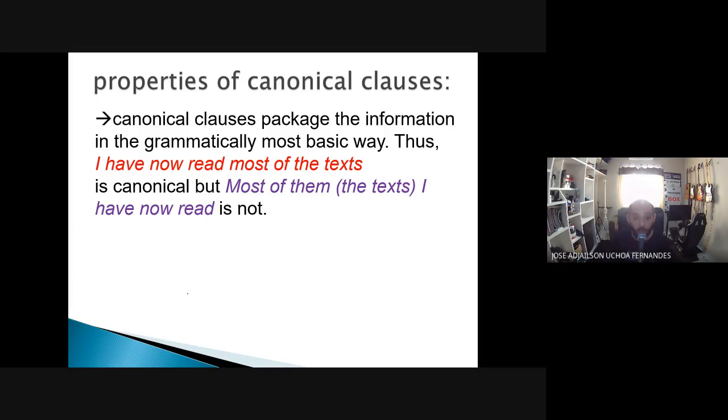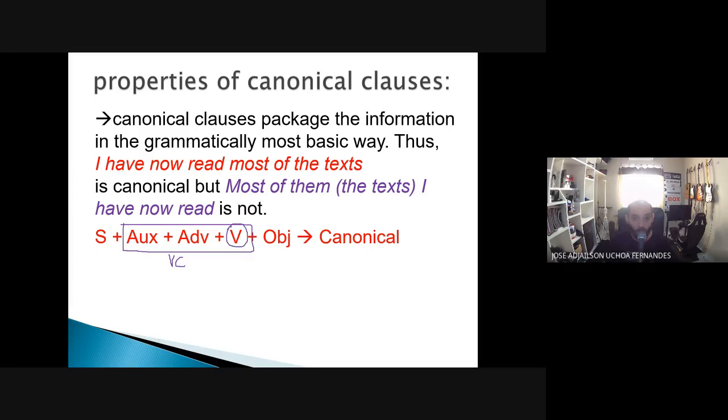There is an order, and that order is subject, verb, complement. In this case, subject, auxiliary verb, adverb, verb, and object. And we have a canonical structure. I can call this subject, verb capsule, and object. What is the verb capsule? It is the verb and everything that orbits around the verb.